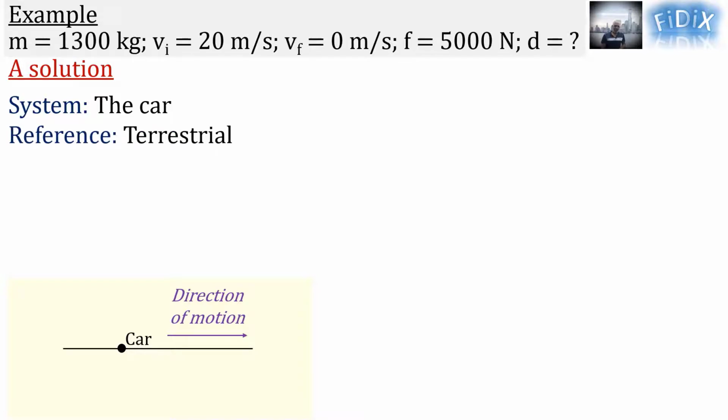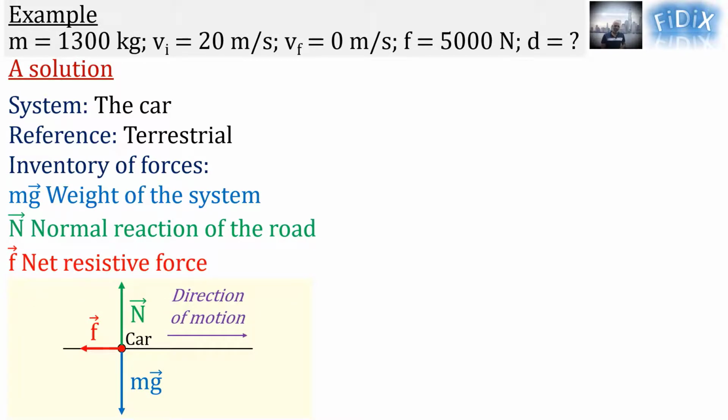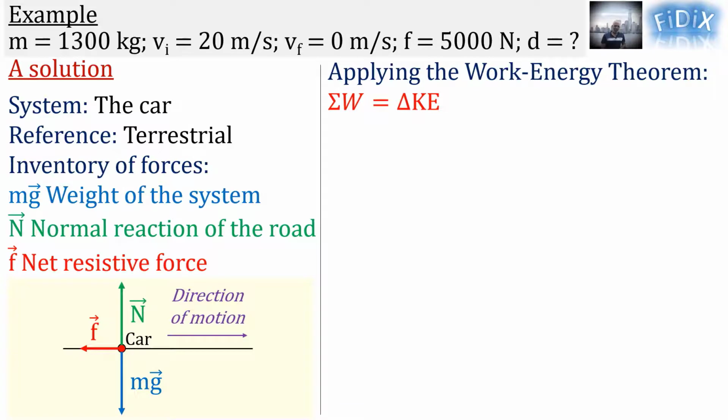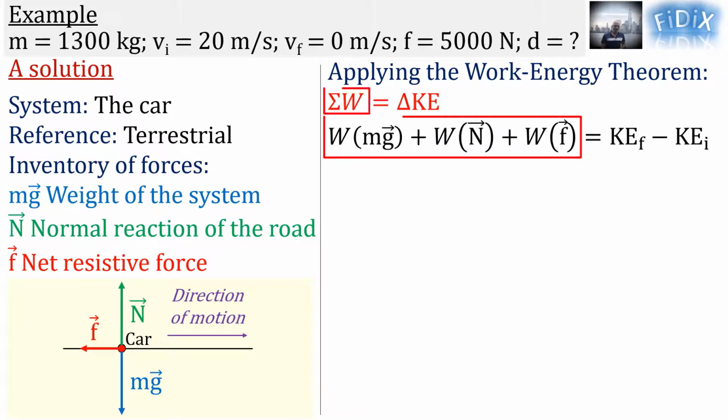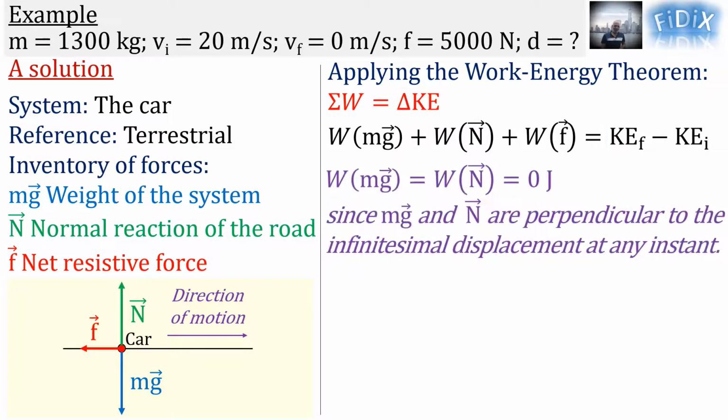The reference is terrestrial. The forces exerted on the system are mg, the weight of the system, N, the normal reaction of the road, and F, the net resistive force. Applying the work energy theorem, we replace the net work sigma W by Wmg plus Wn plus Wf, and we replace delta Ke by Ke final minus Ke initial. The work done by the weight and that done by the normal reaction are equal to zero since these forces are perpendicular to the infinitesimal displacement at any instant.